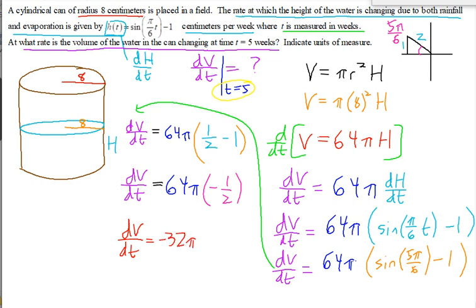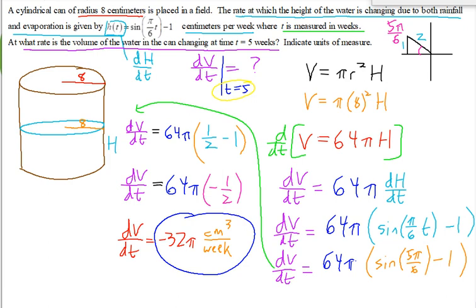And then you get the units. You look at the units of volume, which in this case, the volume is 3-dimensional, so it would be centimeters cubed, since the radius is in centimeters. And the units for time would be weeks. Centimeters cubed per week. And we get a negative answer, which in this case, we didn't know ahead of time, but it means the amount of water in the cylindrical can is decreasing at 5 weeks.